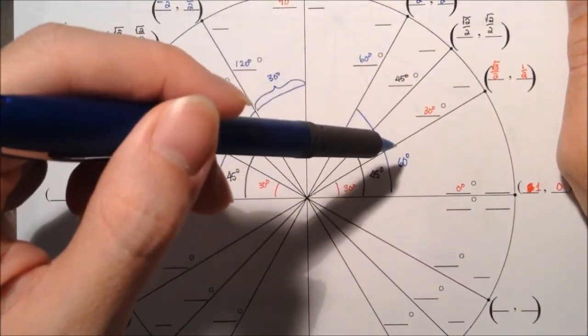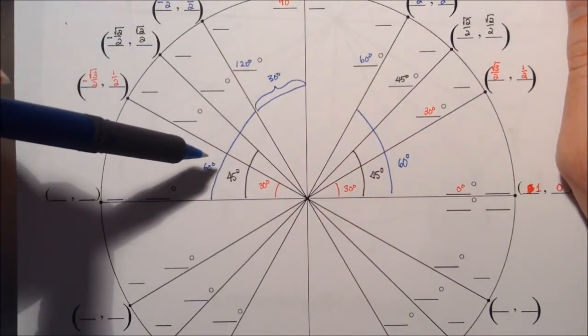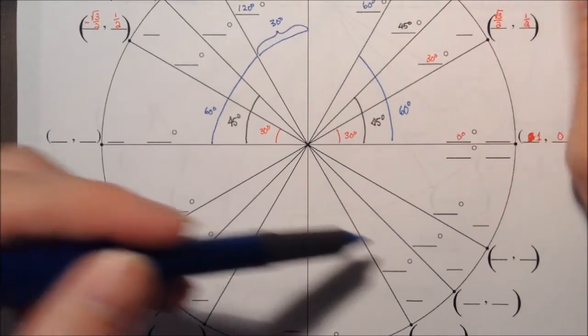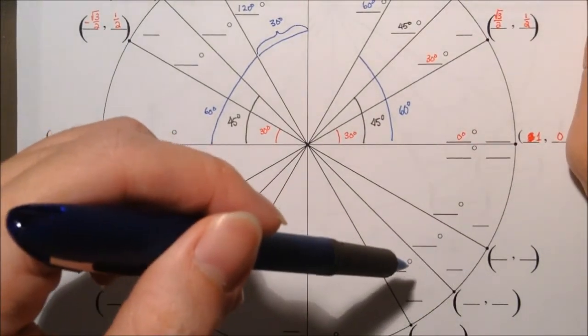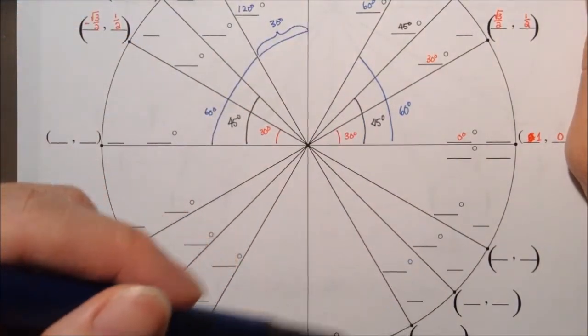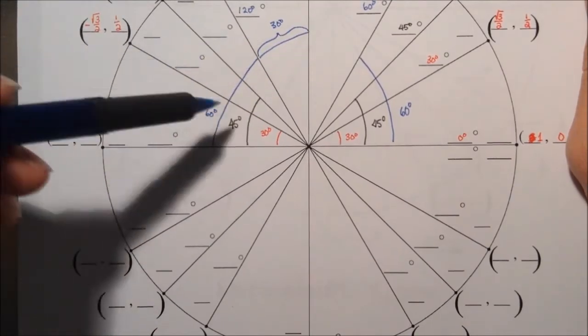trig functions are positive. Over here, only sine is positive. Quadrant 3, only tangent is positive. And quadrant 4, only cosine is positive. So remember the saying, all students take college algebra, or all students take calculus. So that's how it ties into this unit circle.